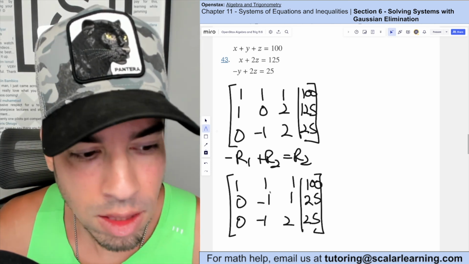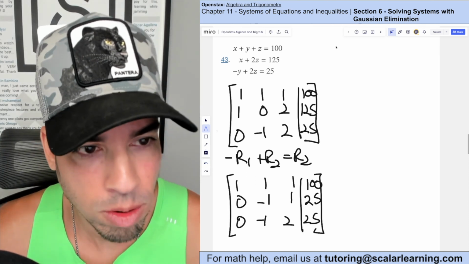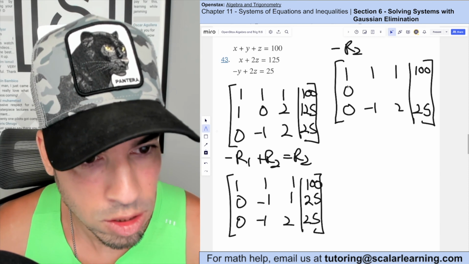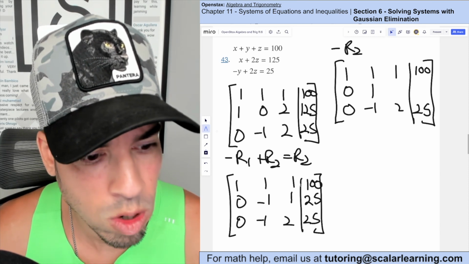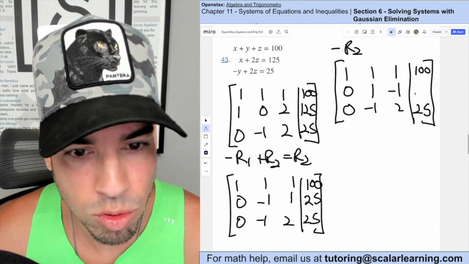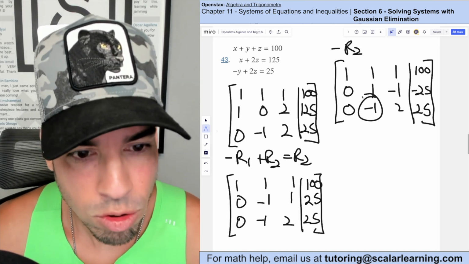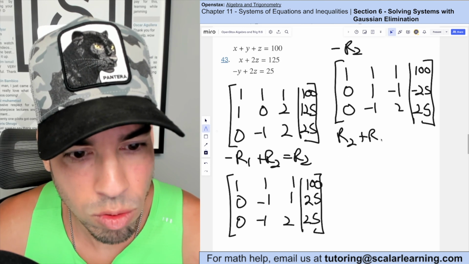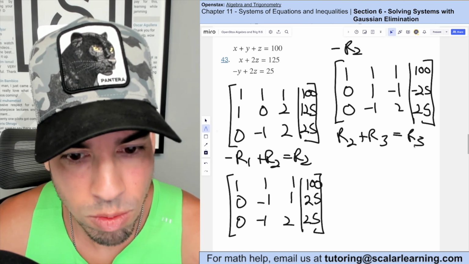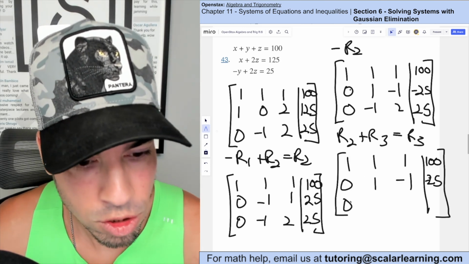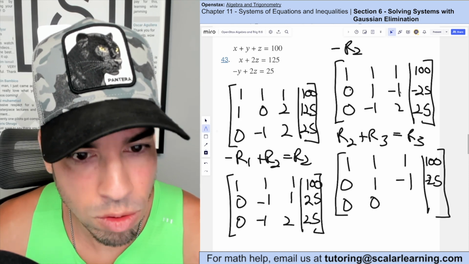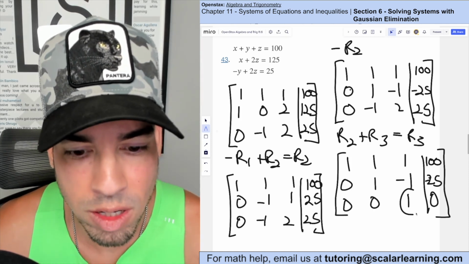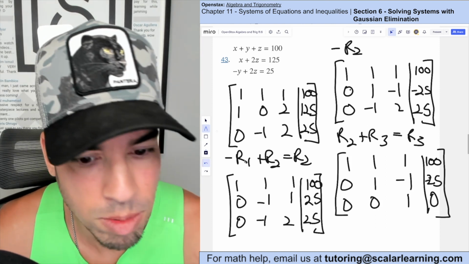Great. Next, I'd love to flip this to a positive 1. So I'm going to multiply row 2 by -1. Let's check it out. So we got 0 stays 0, -1 flips to 1, 1 flips to -1, and that flips to -25. All right, now we can zero out this one pretty quickly, and I'm going to do that by just saying row 2 plus row 3 gives us a new row 3. Let's write it out. So we got 0 plus 0 is 0, 1 plus -1 is 0, -1 plus 2 is 1, -25 plus 25 is 0. Great, we already got our z value is 0. All right, let's keep it going.